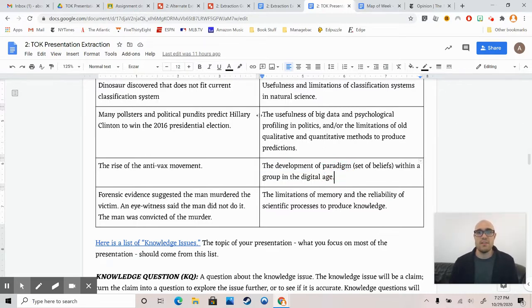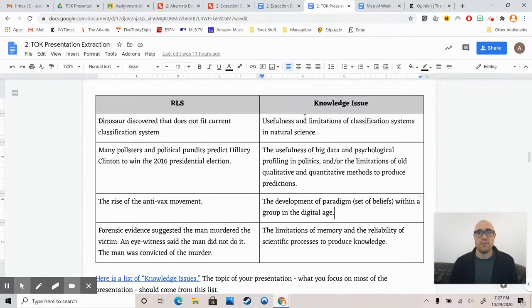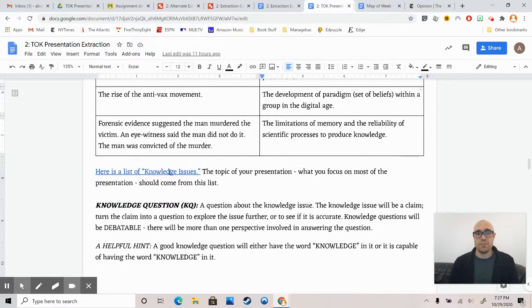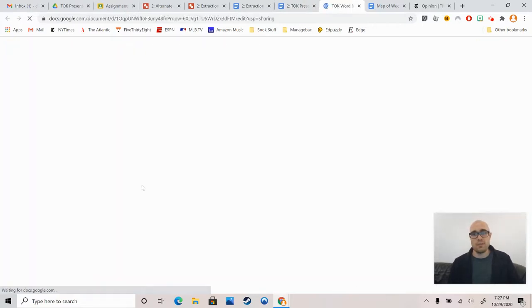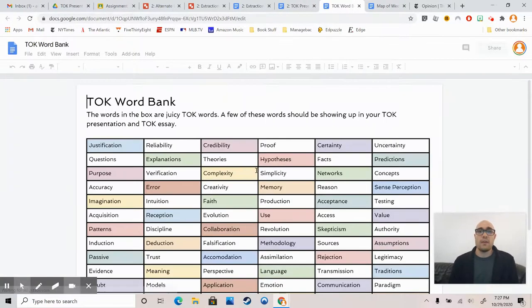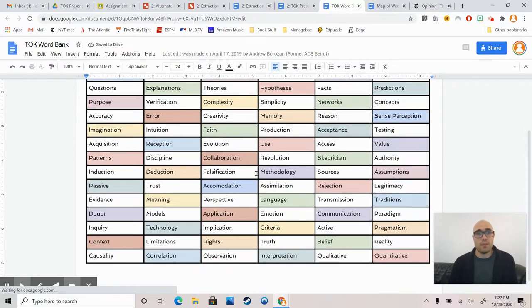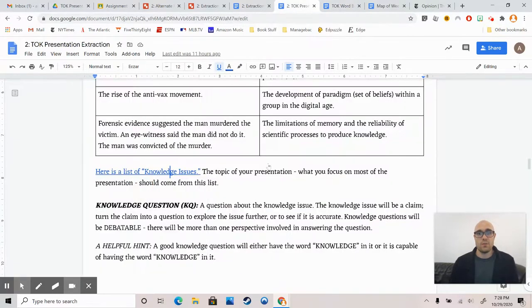But these on the right-hand side of this column here, those are the knowledge issues. That's what your presentation has to be focused on and about. I gave you a list of words, a list of knowledge issues in this document here. This has already been shared with you. Like I said, you can choose one or maybe a combination of a couple of these different words, these knowledge issues, ideas. That's what you can focus on in your TOK presentation.